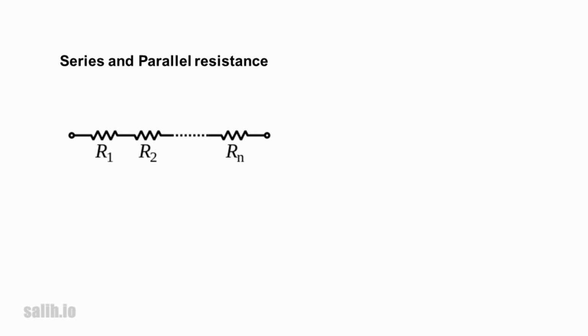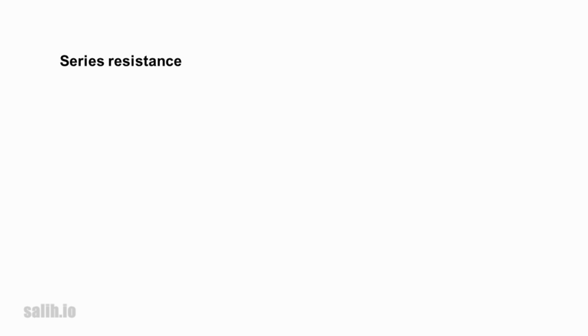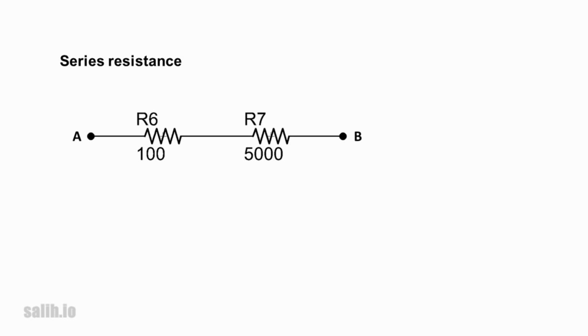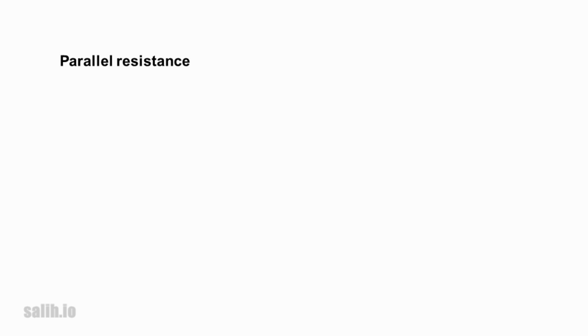The total resistance of resistors connected in series is the sum of their individual resistance, while the total resistance of resistors connected in parallel is the reciprocal of the sum of the reciprocals of the resistors. For example, putting a 100 ohm and 5 kilo-ohm resistor in series, the total resistance as measured across the terminals A and B is 5.1 kilo-ohms.